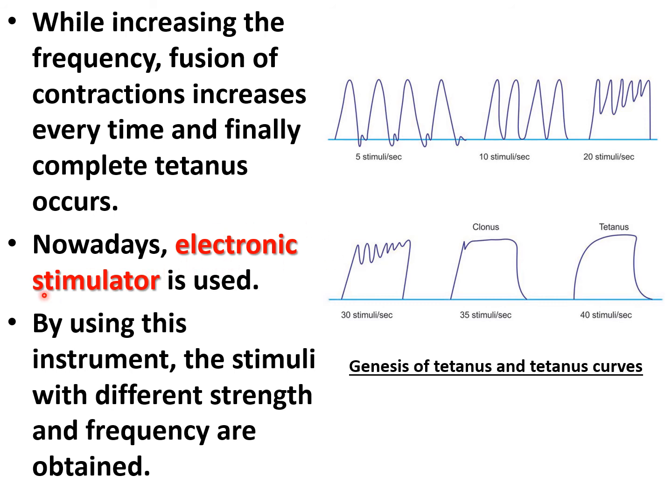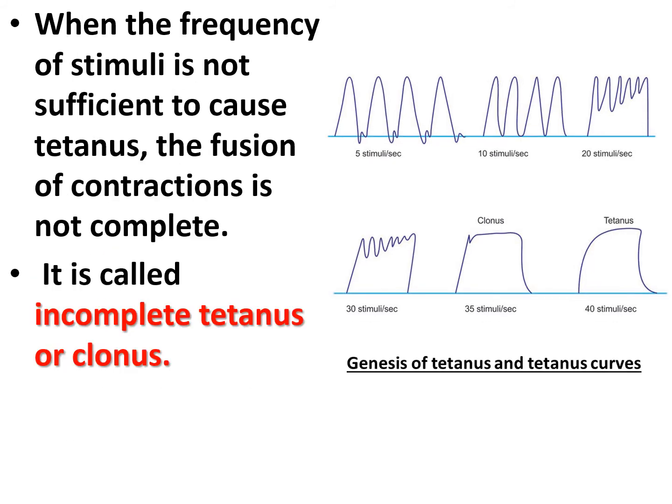Nowadays, the electronic stimulator is also used. By using this instrument, the stimuli with different strength and frequency are obtained. So, this is a graph of tetanus and that is a graph of clonus. Clonus means incomplete tetanus, and the frequency of stimuli increases gradually. When the frequency of the stimuli is not sufficient to cause tetanus, the fusion of the contraction is not complete and it is known as incomplete tetanus.